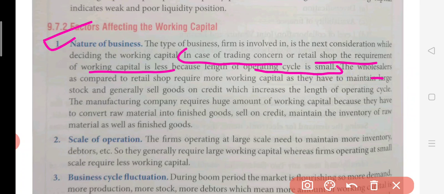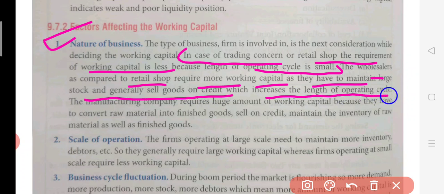The wholesaler, as compared to the retail shop, requires more working capital as they have to maintain large stock and generally sell goods on credit, which increases the length of the operating cycle. Here they have given the example of wholesalers. Definitely a wholesaler will require more capital because they will have to keep the goods for a long time, and they will also be working on credit. They are not like retailers, who generally deal in cash.